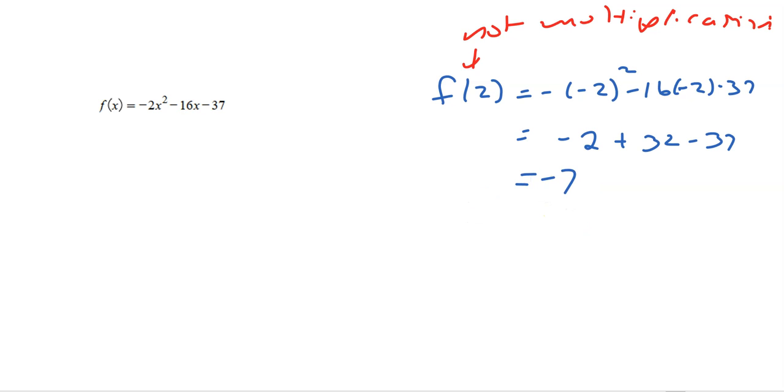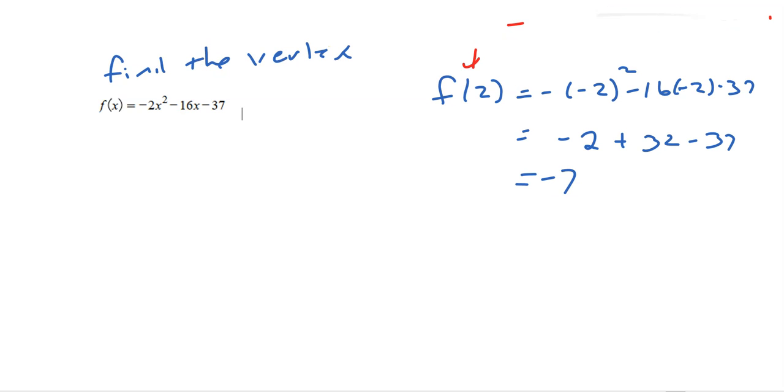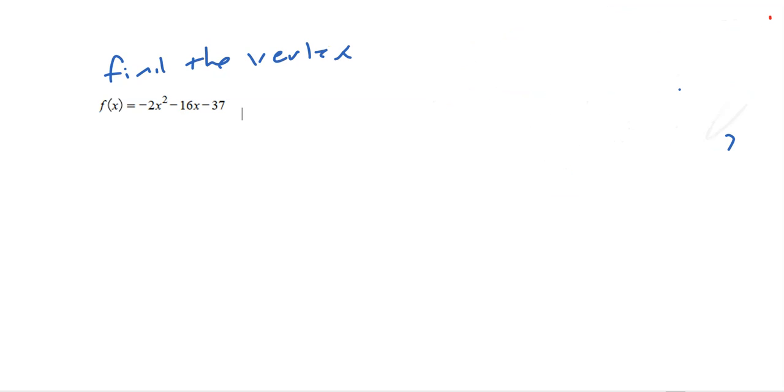Okay, but on to actually what I wanted to make the video about, and that was rewrite this thing to find the vertex. Okay, so the vertex for a parabola is the high or the low point. It's where the bottom of the U is or the top of the hill. And every quadratic function can be rewritten to look something like this.